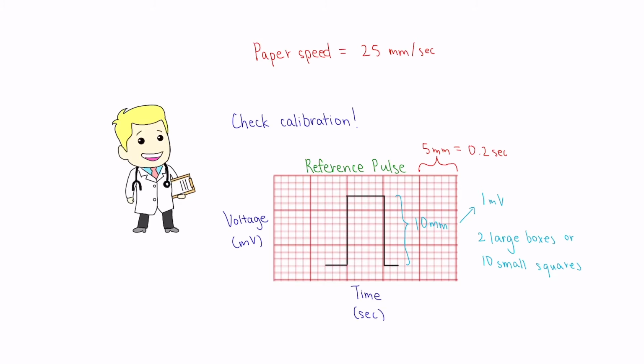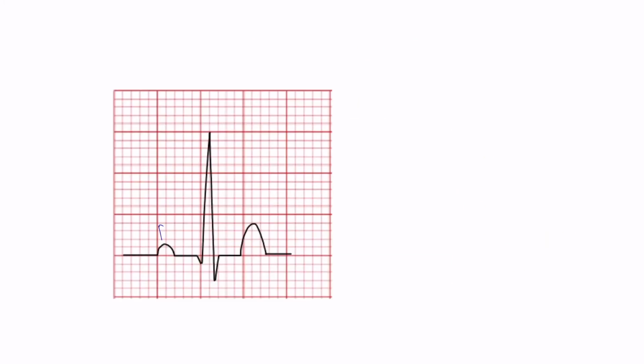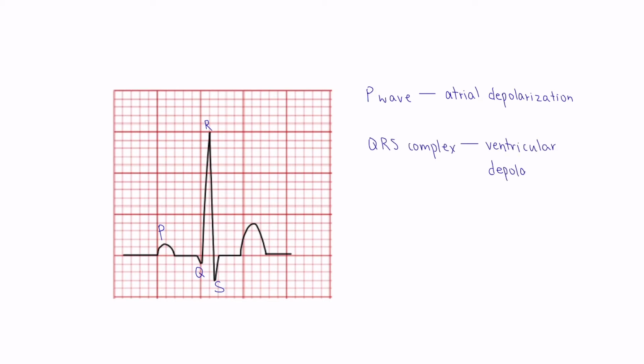You're now ready to do the hard stuff. Let's explore what the squiggly lines actually mean. The first tiny wave is known as the P wave, which is caused by the atrial depolarization. The second large spike is known as a QRS complex and is caused by ventricular depolarization. The last bump is known as a T wave, which is caused by ventricular repolarization. We usually look at the waves in segments or intervals as shown in the diagram.